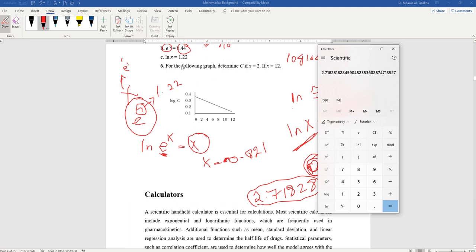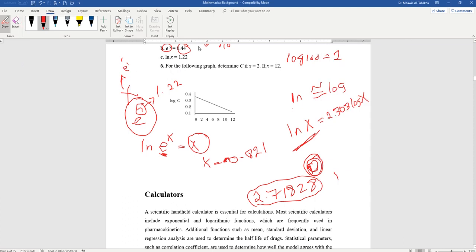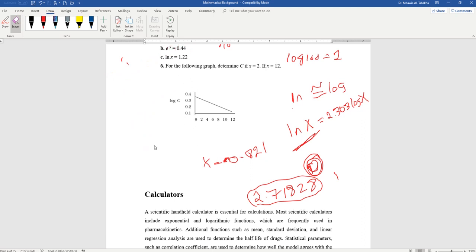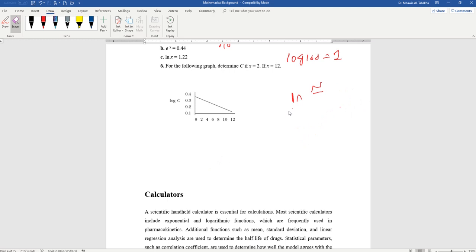Okay, the other question which you have here. First, let me remove all these things. Sorry. Okay, what does it say? For the following graph, determine C, اللي هو هاي C, صح؟ هون, but of course, you have log C. He wants you to have C, if X equal to 2, and if X equal to 12.